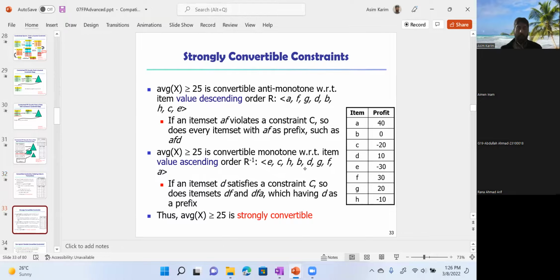Okay, strongly convertible. If a constraint can be converted either into monotone or anti-monotone, those are called strongly convertible, meaning that they can be converted to both sides. Of course, the example here is average. So average को जब ascending order में करेंगे तो उसकी एक कैटेगरी बनेगी. Items को ascending order में करेंगे तो एक बनेगा, डिसेंडिंग में कर देंगे वो दूसरा बन जाएगा. तो एवरेज इज एन एग्जांपल ऑफ स्ट्रांगली कन्वर्टेबल.